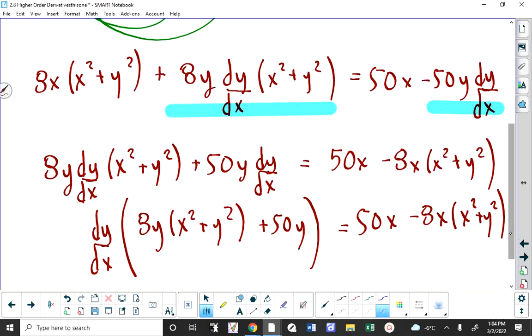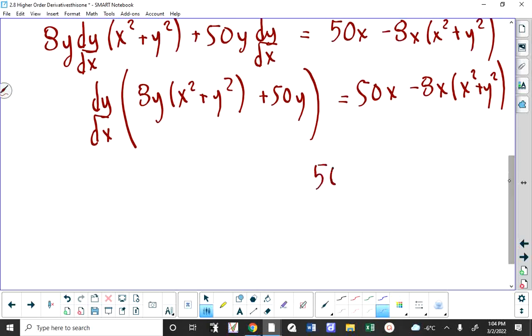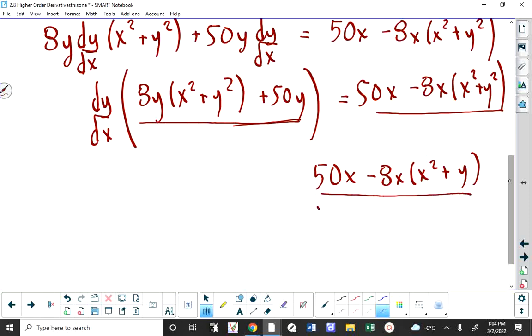I can see, by the way, there's going to be some level of simplification that's going to happen. Because now I'm going to divide the 50x minus the 8x times x squared plus y squared, the beast on the right, by the beast on the left. So this is going to be over 8 times y times x squared plus y squared plus 50 times y. The reason I know there's some simplification is I can take a 2 out of the top and a 2 out of the bottom and cancel. All of the coefficients of the terms on the top and the bottom are even.